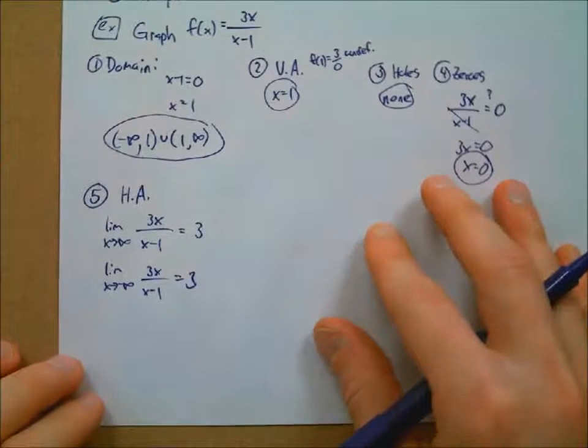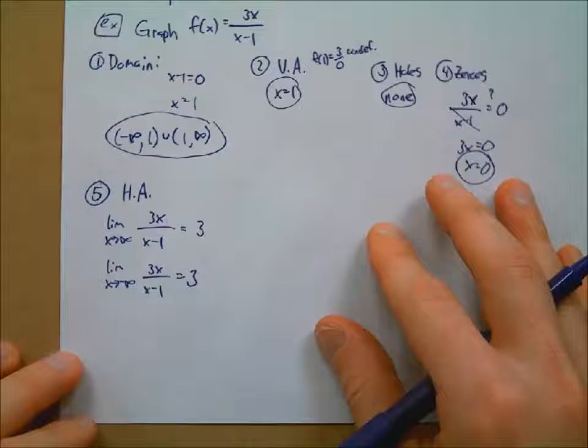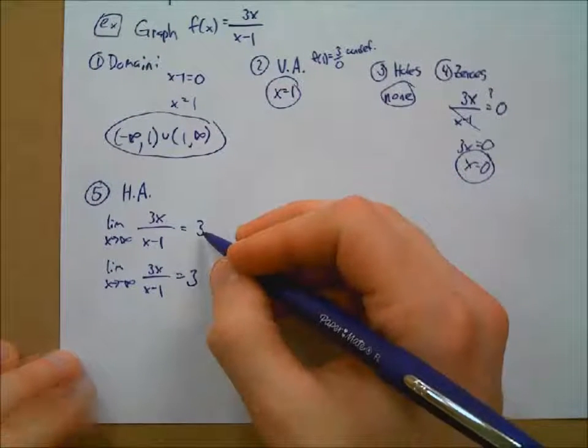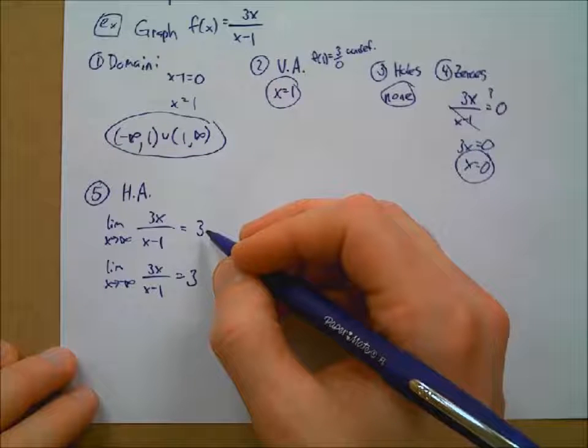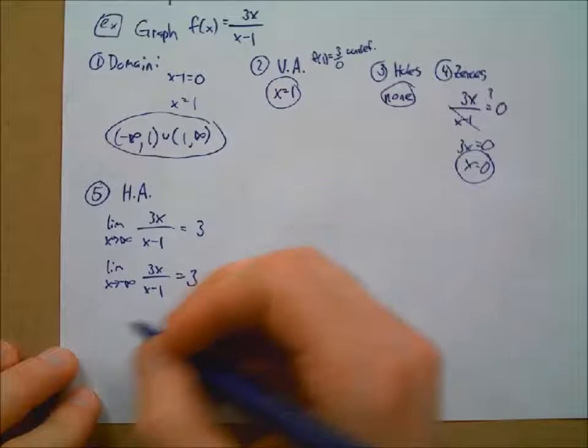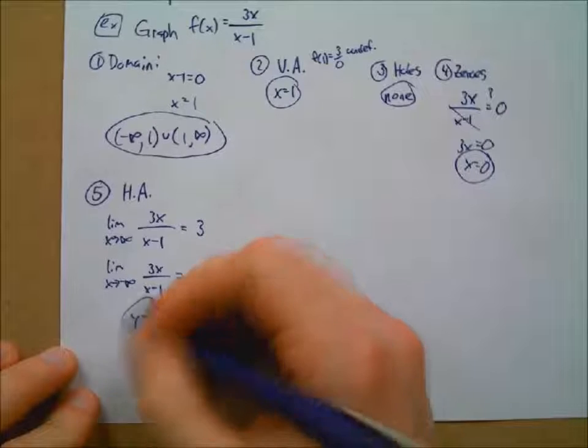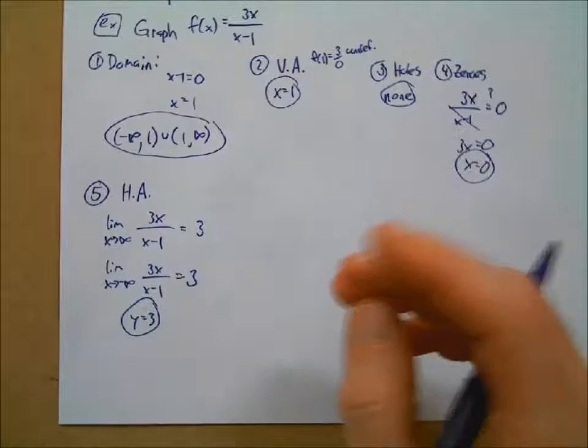So what's the equation for a horizontal line? If we know that the horizontal asymptote occurs at 3, what would the equation for that line be? y equals 3. Yes. Horizontal lines are y equals a number, so y equals 3 would be our equation there.